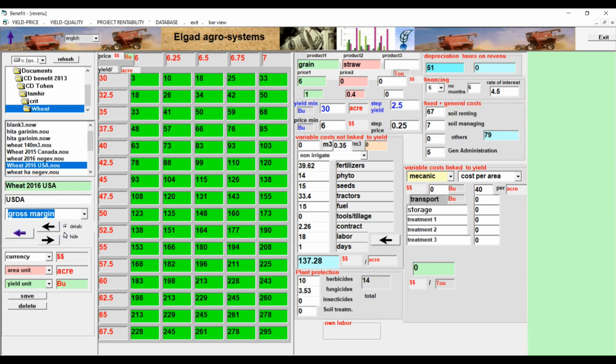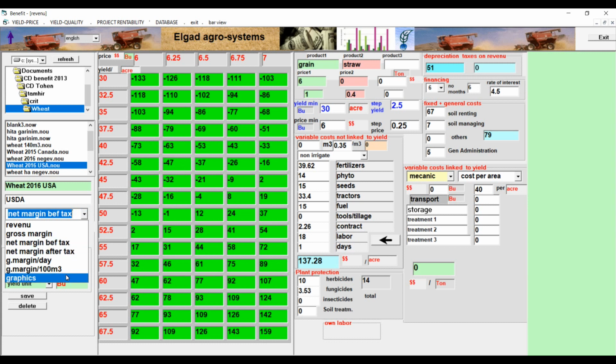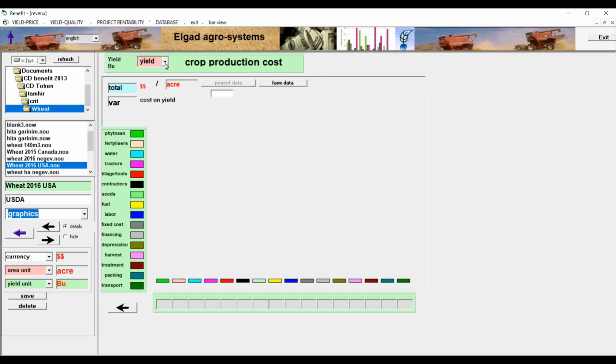Once I have entered the different costs that I can change and store, I can now do the calculation of the gross margin. We see here that when the yield is low, around 30, and the price is low, we have a very low gross margin or not gaining at all. Inversely, with a high yield and a high price, we shall have a higher income. Looking at the net margin before the tax, we see that it's negative for half of the matrix.